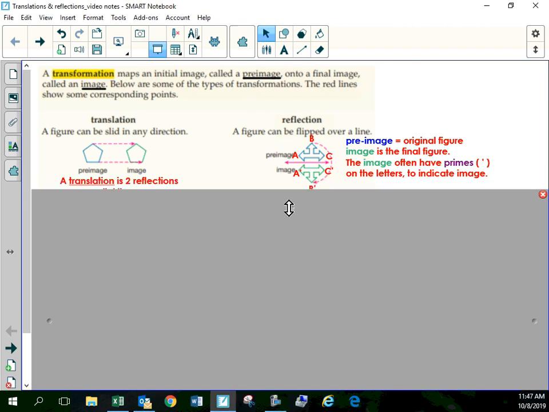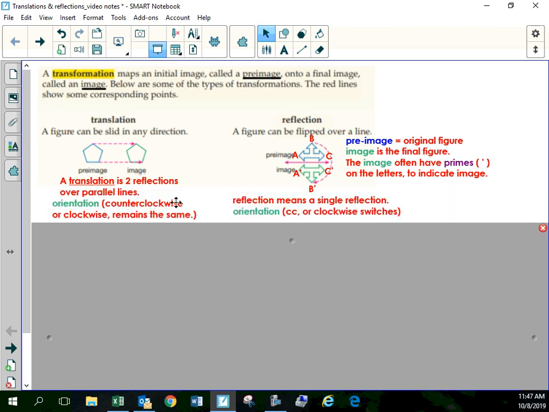So a translation. Another word for that you might have learned in middle school is called a slide. That's not the proper name. The proper name is translation. A translation is two reflections over parallel lines. Now, do you have to know that to do the homework assignment today? No, but this definition is sometimes on the DCAS test.